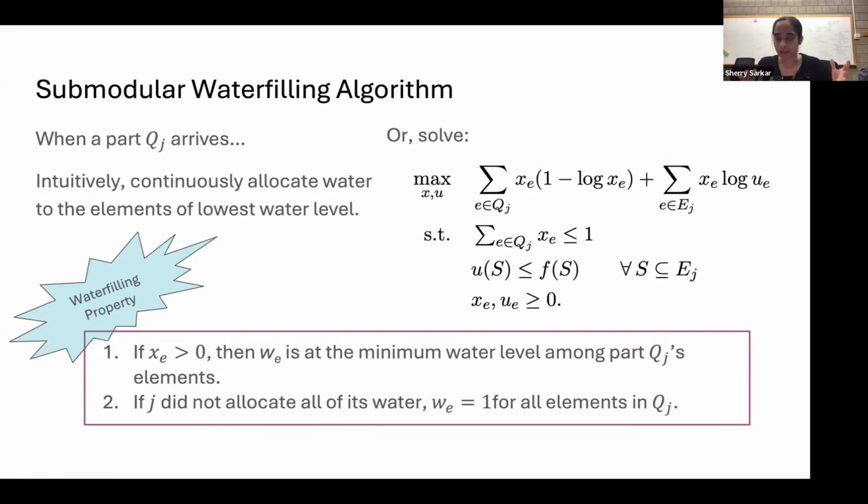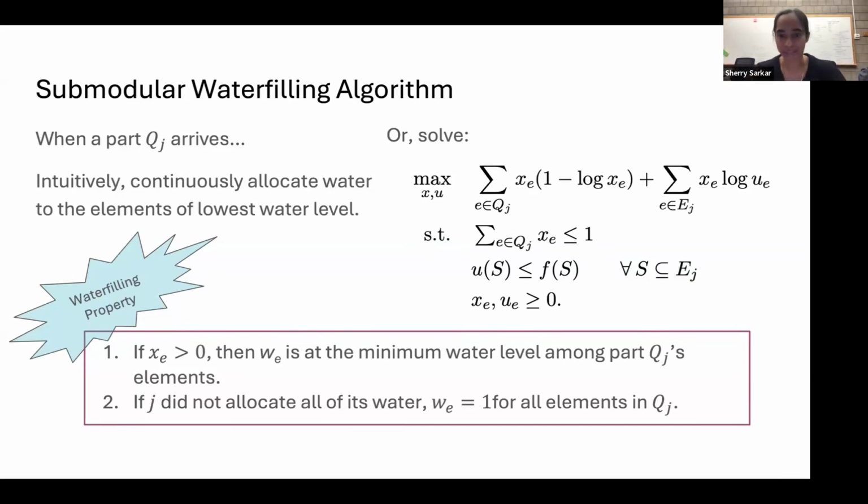And if we remember in the proof of fractional online bipartite matching, the crux of that was this water filling property. So I want to make sure I state that. What does that look like in matroid intersection? Here, what I want to hammer home is that it looks like complementary slackness. If XE is bigger than 0, then WE is the minimum water level among QJ's elements. And if J did not allocate all of its water, if there's slack in this constraint over here, then the water level of every edge is 1 for all elements in QJ.